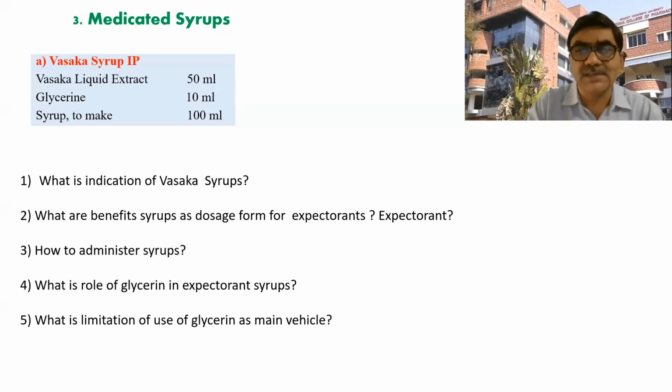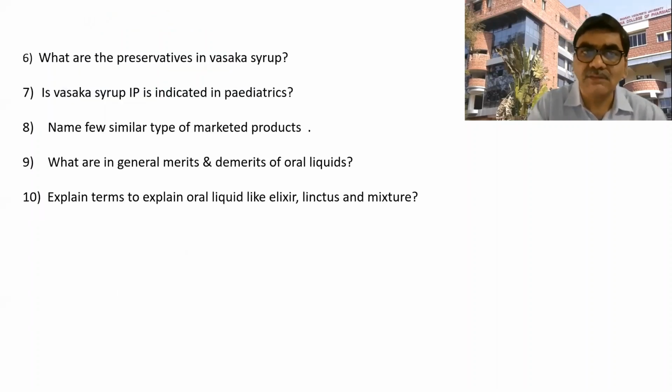In the third year, we will see the permitted level of glycerin in the preparations. But at this level, we should know what are the merits and demerits of glycerin as a main vehicle. What are the preservatives in the Vasaka syrup? Here there is no methyl paraben, propyl paraben, nothing, correct. Syrup is there, glycerin is there, and Vasaka liquid extract is there.